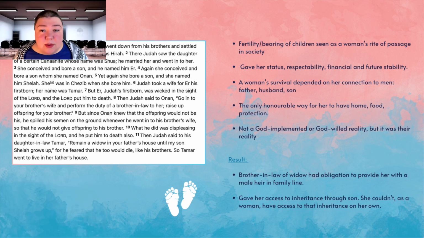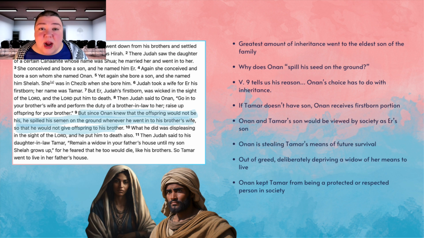Secondly, we must also keep in mind that the greatest amount of inheritance went to the eldest son of the family. The second largest portion went to the second eldest, and so on down the line. Now, with this in mind, we can better understand what's happening here. Judah tells his second eldest son Onan to carry out his duty and give Tamar a son. But Onan instead spills his semen onto the ground.